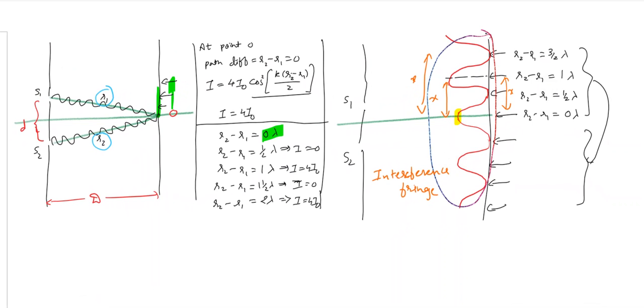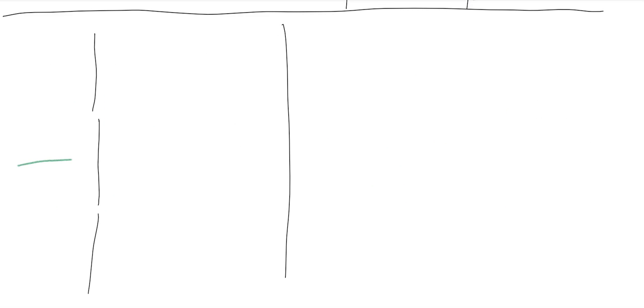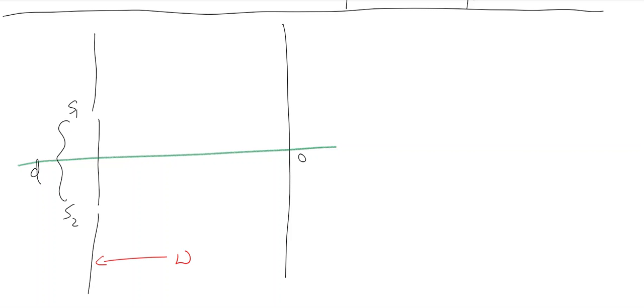Surely we can have. For that, I'll need to draw the diagram once again. So again, two sources, again the screen, again the perpendicular line, and point O, S1, S2, the difference is small d, and this gap is capital D. And now I will not consider point O. Instead, I will consider some point P.